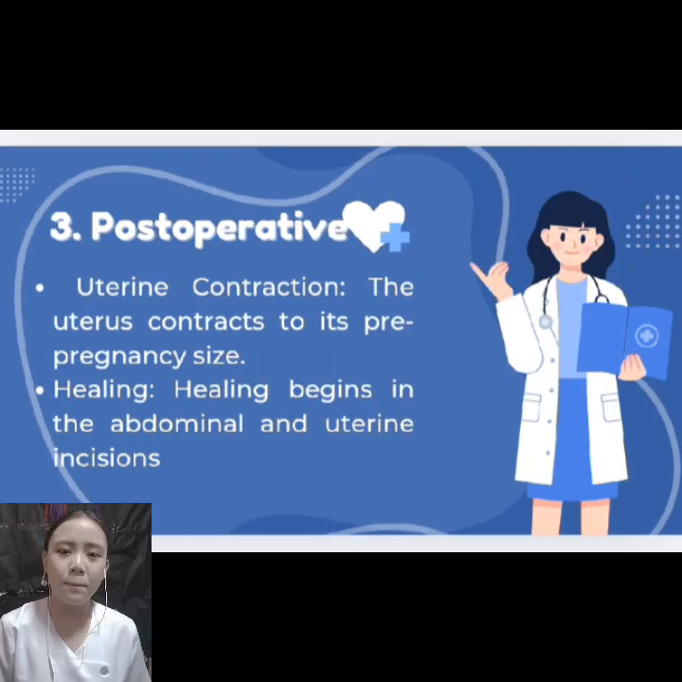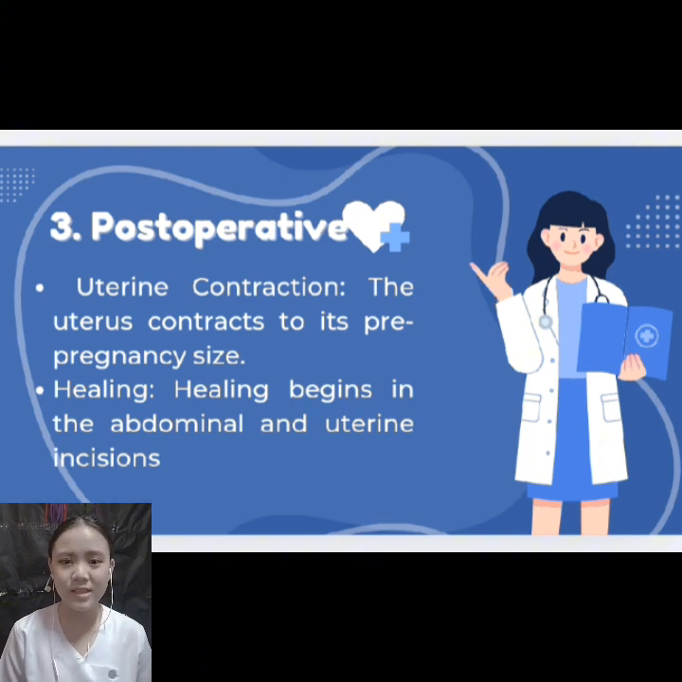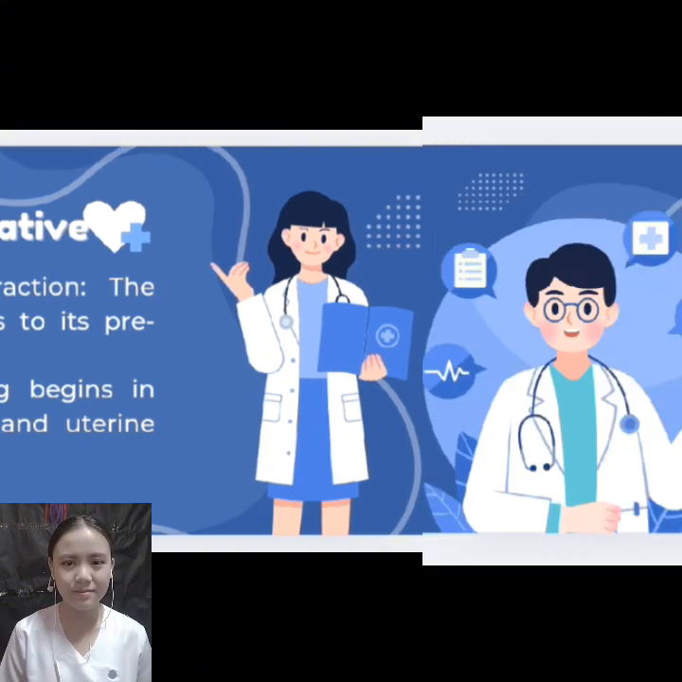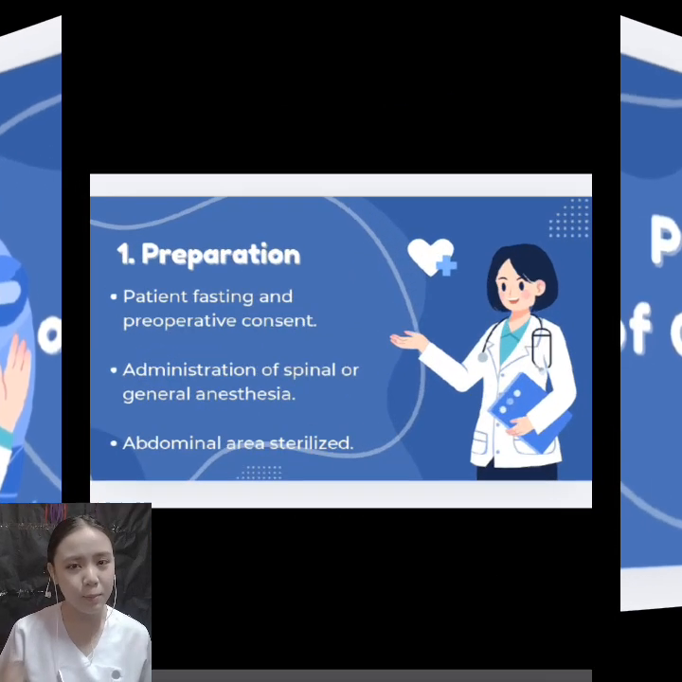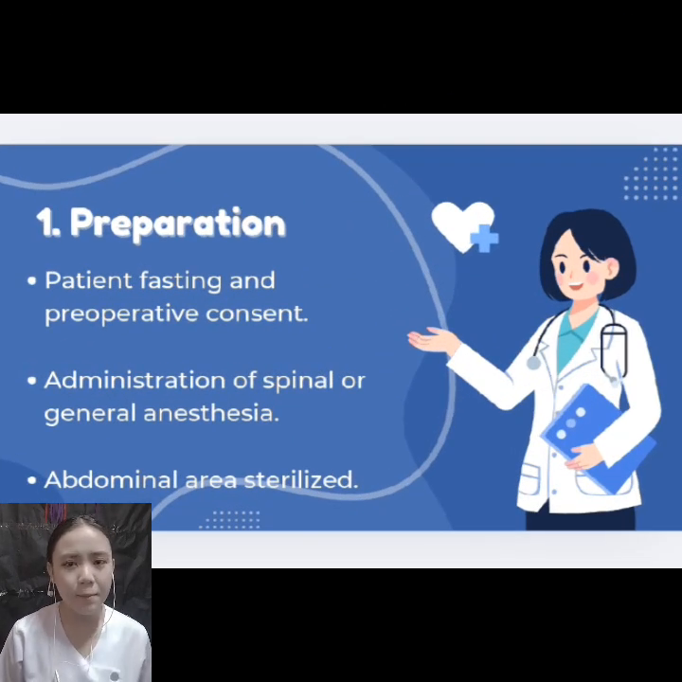Number 3. Postoperative. The uterus begins contracting to its pre-pregnancy size. Healing starts as the abdominal and uterine incisions are carefully sutured. Next, let's go through the steps of a cesarean section. Number 1. Preparation. The patient is prepped through fasting, anesthesia administration, and sterilization of the abdominal area.